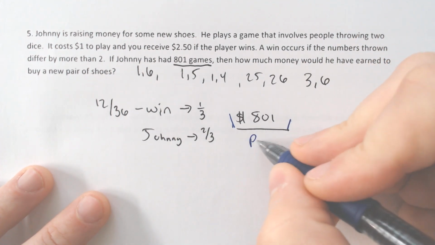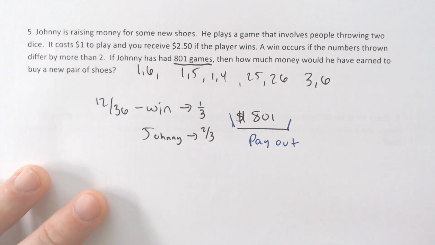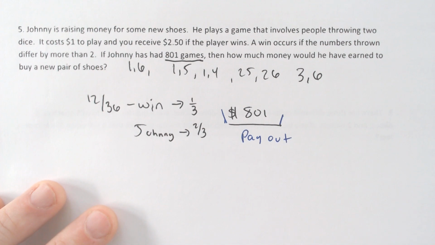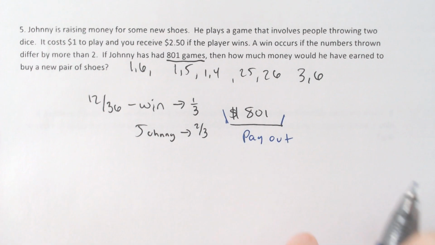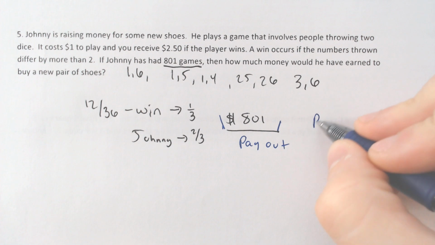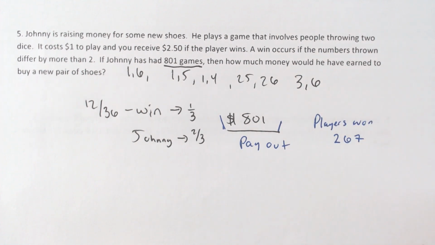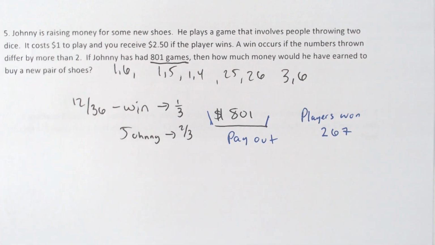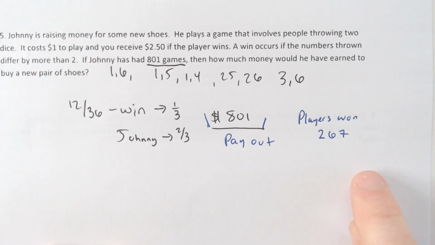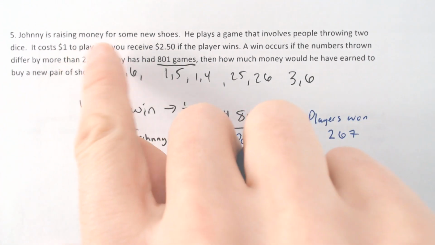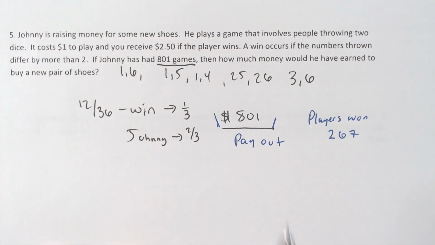How much did he pay out? How much did he have to give all the other players that were playing this game? Well, 1/3 of those 801 games, the players won. So if you take 801 and divide by 3, that would mean that the players won 267 games. Quite a few. And for every player that wins, how much does he have to pay them? $2.50. Now, technically, they only netted $1.50 because they still had to pay $1 to play.